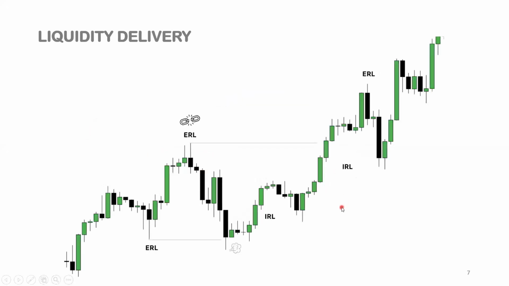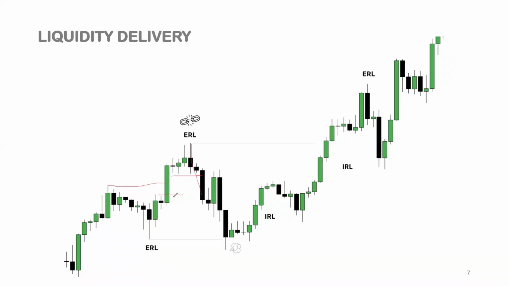So here's an example. We can see price created a range here, from this low to this high. So at the high, we have external liquidity. At the low, we have external liquidity. And within this range, we have the internal liquidity. We can see that as soon as price created this range, what happened? It left an internal range liquidity after taking this high, which is an external range liquidity. So we're expecting price to go back into the internal range liquidity.